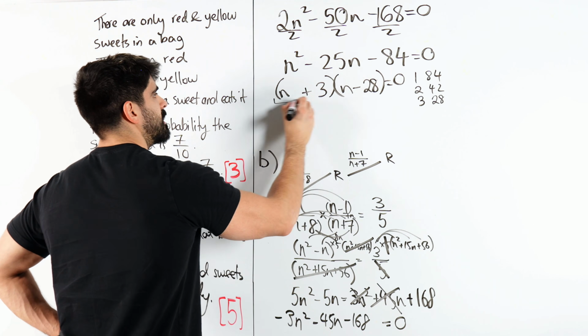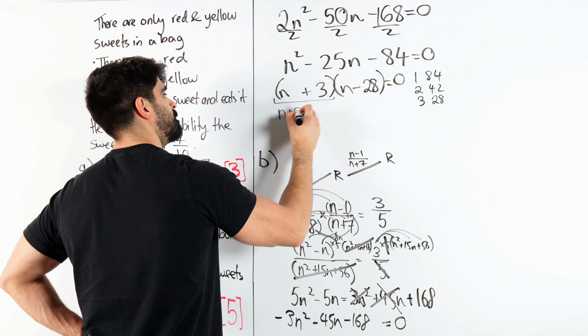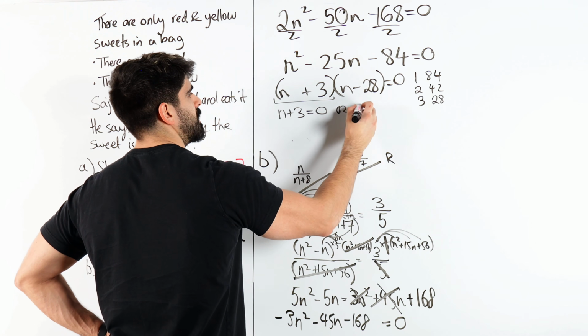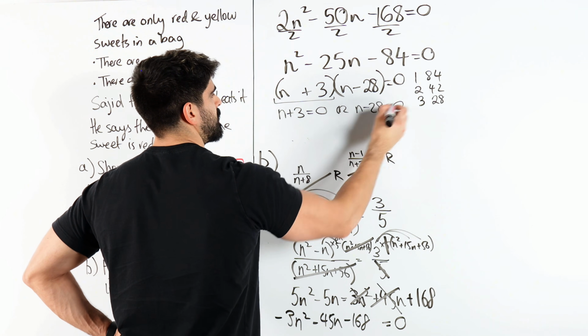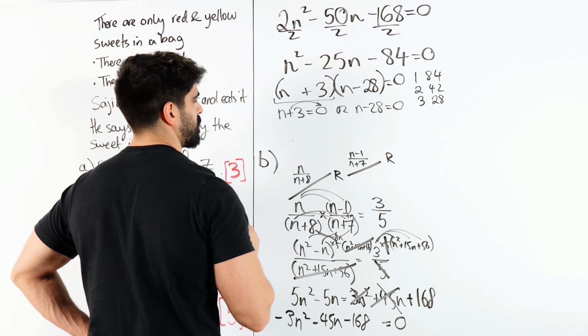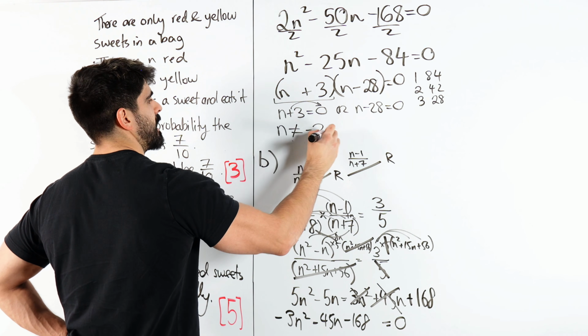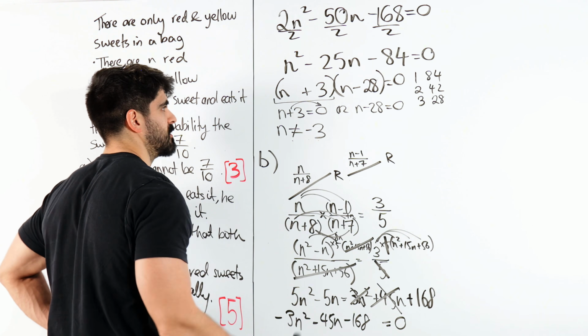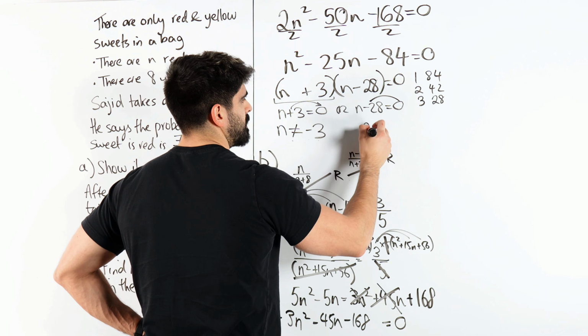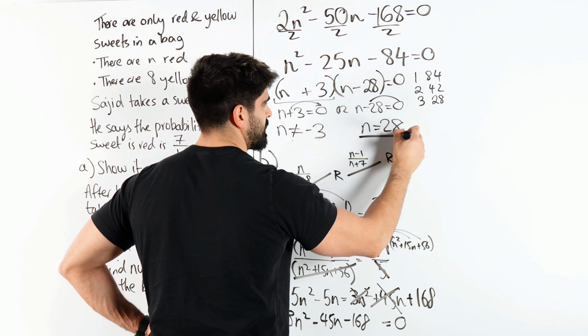So either n plus 3 is 0, or n minus 28 is 0. Here you subtract the 3. A plus 3 on the left is a negative 3 on the right. But we know n cannot be minus 3. You can't have minus 3 sweets. Move that over. n is 28, and there we go.